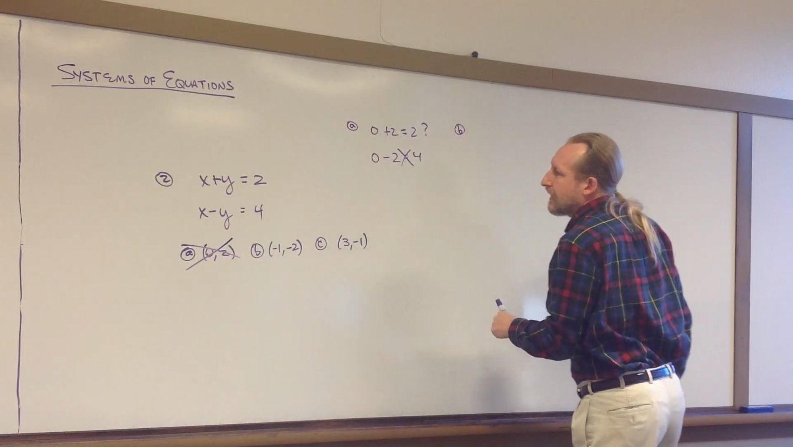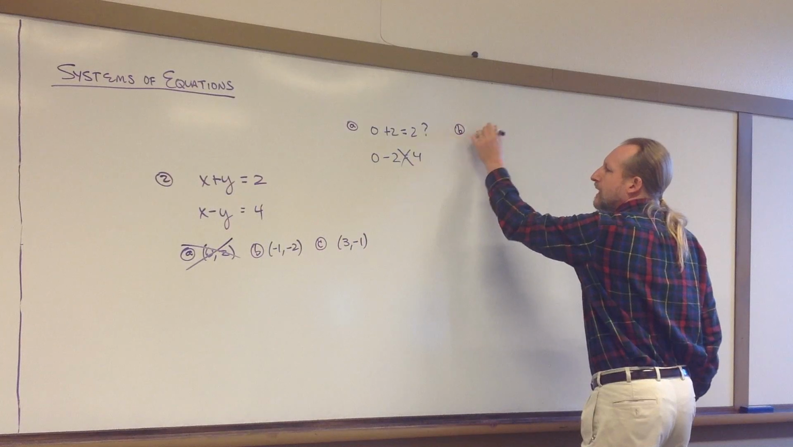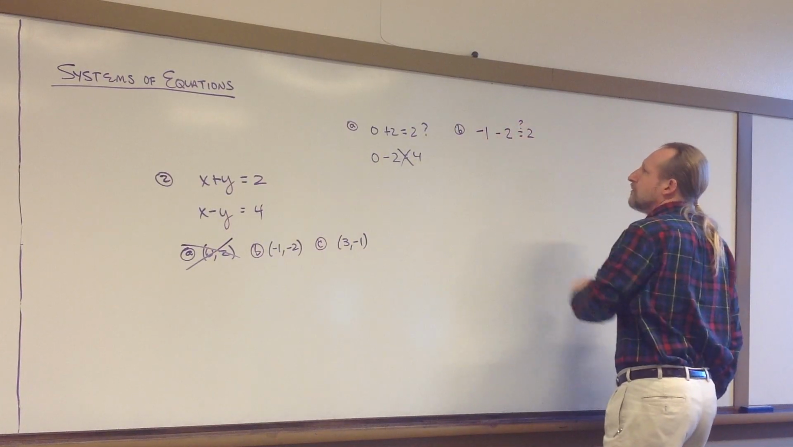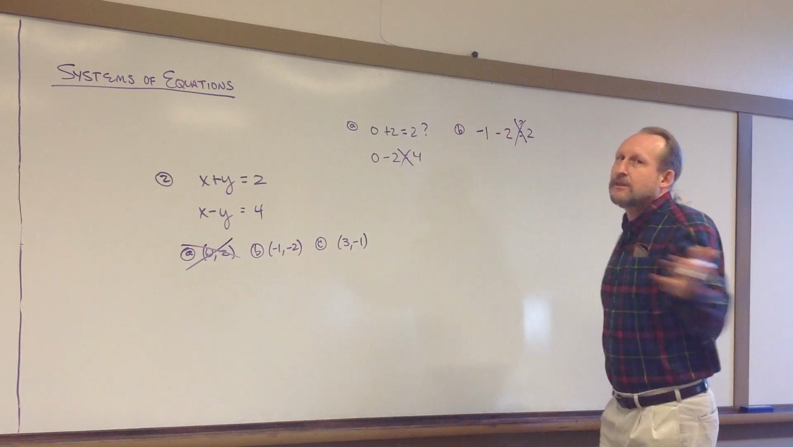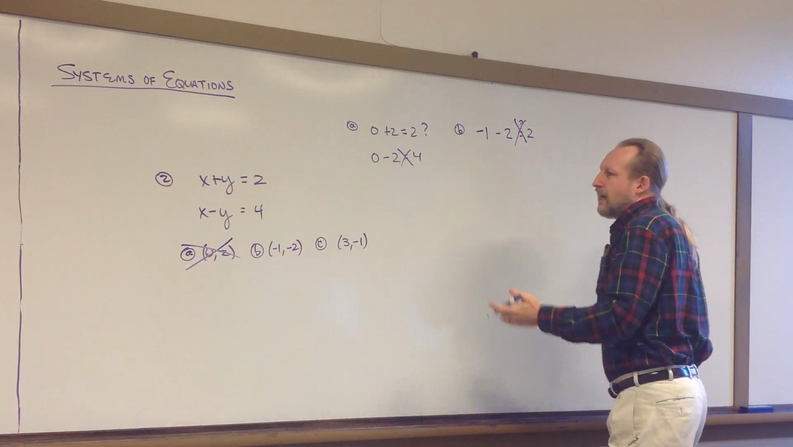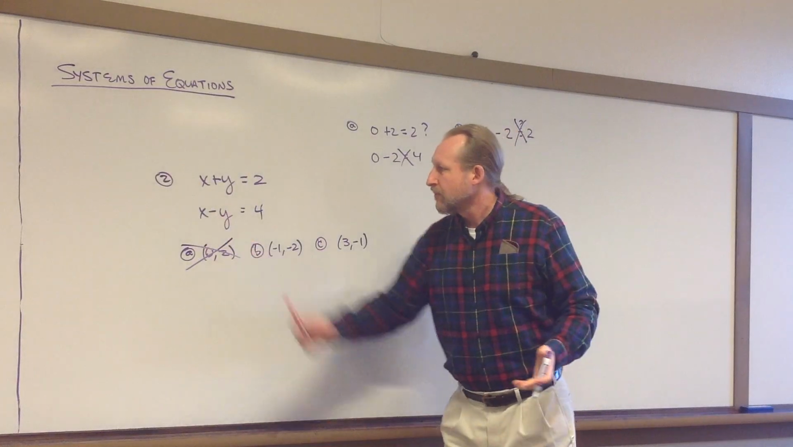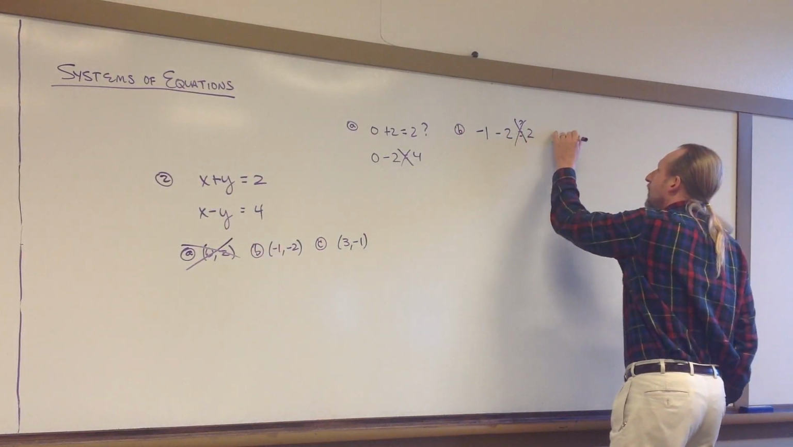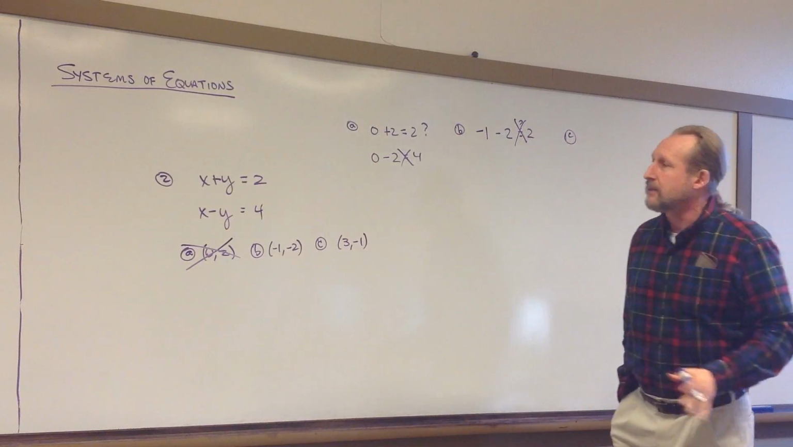Ordered pair B is -1, -2. So if we do -1 minus 2, is that equal to 2? No. We don't even need to check the second one. I can check it if we really want to, but if it doesn't satisfy one of the equations, then it doesn't satisfy the system.